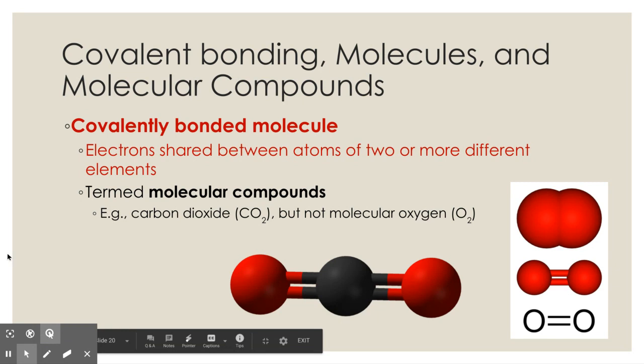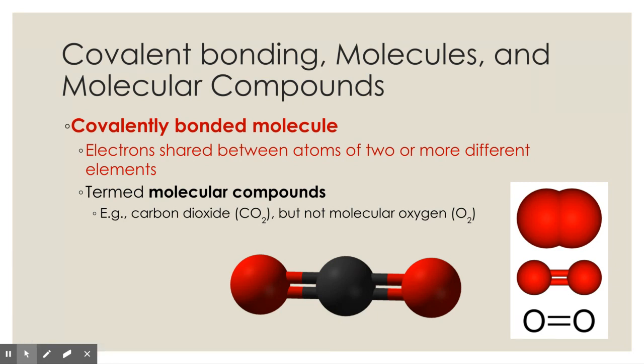Okay, so let's move on to sort of the opposite of ionic bonding, which is covalent bonding, to make molecules and molecular compounds. Covalent bonding is when we share the atoms of those 2 or more different elements. And we call that thing that we make a molecular compound, which would be something like carbon dioxide, right? Because we've got carbon and oxygen that we are combining together.